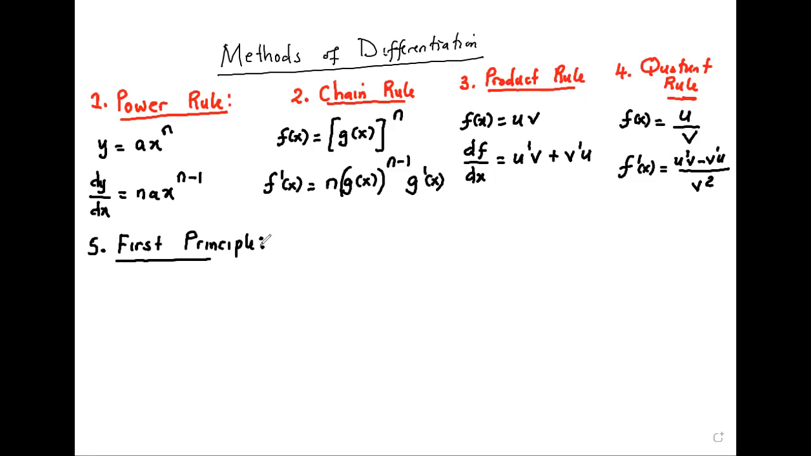Differentiation via first principle. First principle says this. If you want to find the derivative of the function f, you will have to find the limit as h approaches 0 of f of x plus h minus f of x, and then divide by h. This method of the limit will give you the answers that you can get from the power rule, from the chain rule, from the product rule, and from the quotient rule.